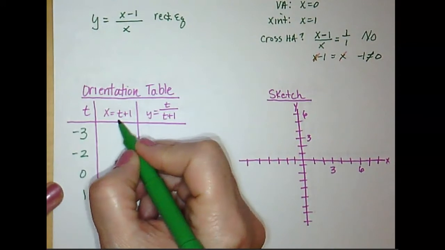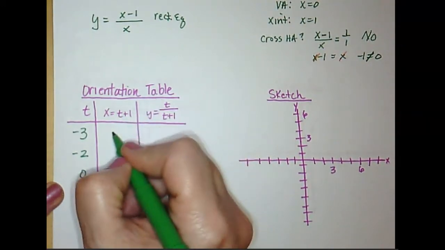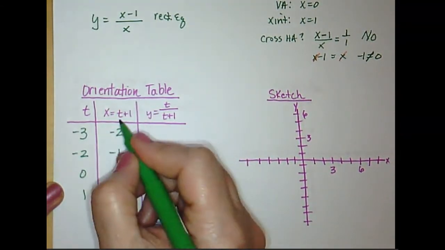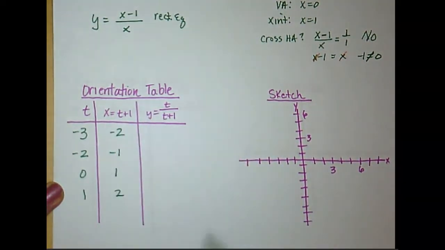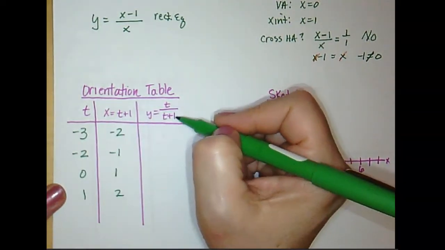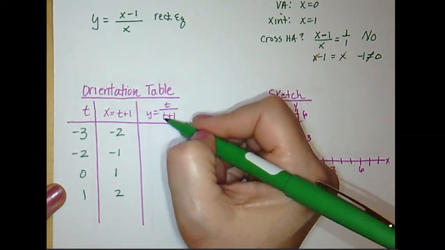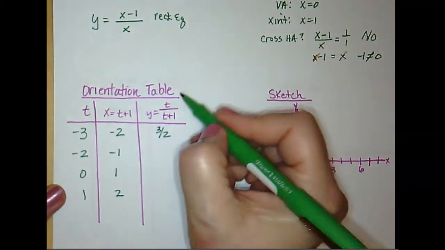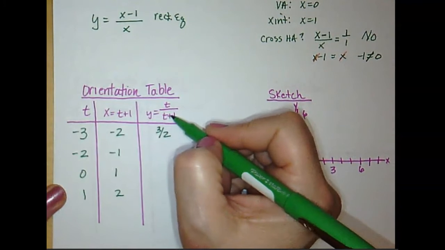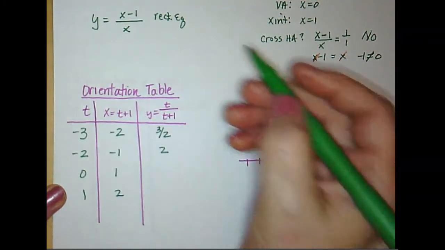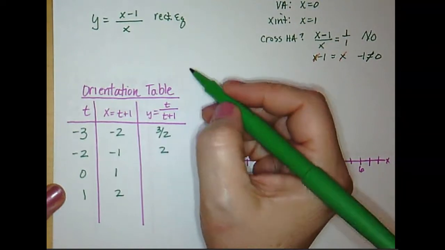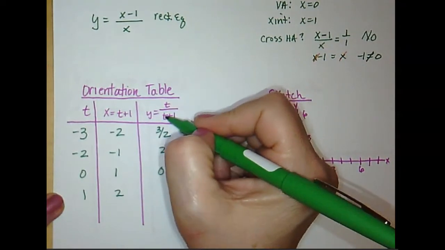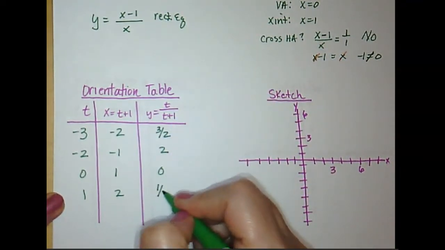So I'm going to plug -3 in. -3 plus 1 is -2. -2 plus 1 is -1. 0 plus 1 is 1. 1 plus 1 is 2. So just plugging in for that t. Over here we're going to plug in the t on top and the t on bottom. So -3 on top, -3 plus 1 on bottom, so I get the fraction 3/2. Then I have -2 on top, -2 plus 1 on bottom, so that's going to give me 2. Then I have 0 on top, 1 on bottom, so I know that's 0, and then I have 1 on top, 1 plus 1 is 2, so 1/2 on bottom.